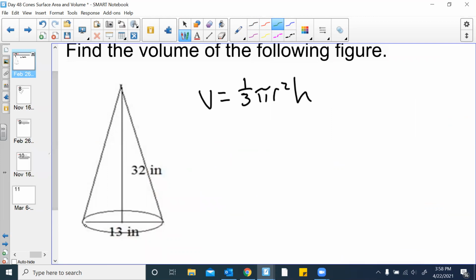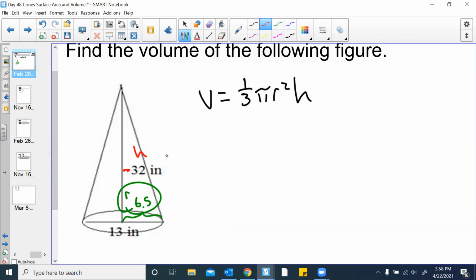All right, again, I noticed that this is my diameter. What I really want is just the radius. So that looks like it's going to be 6.5, because that would be 13 divided by 2. Should be 6.5. All right, so that's my radius. And I know that my height is going to be 32.